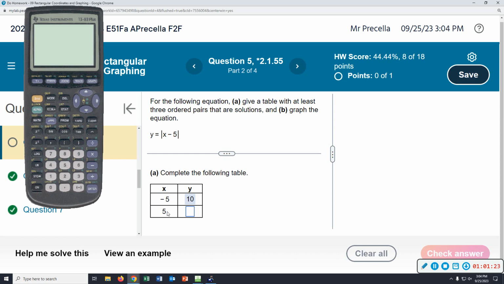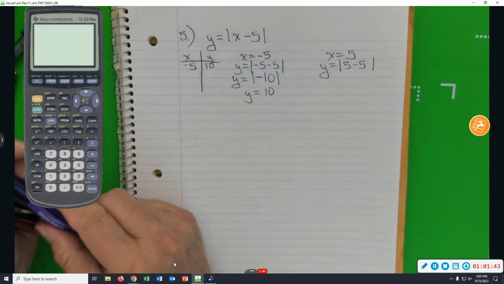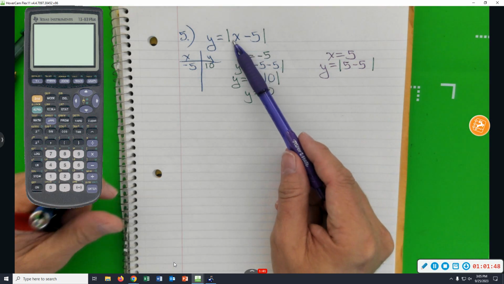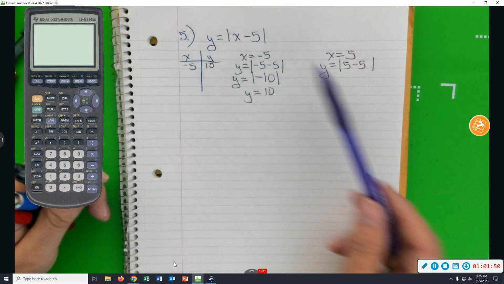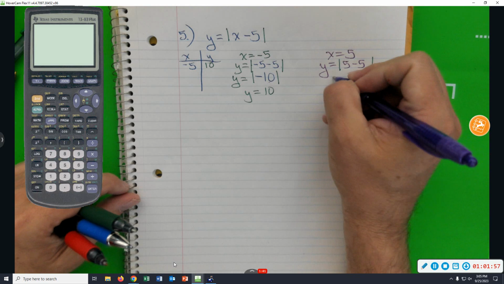So we have y equals the absolute value of +5 minus 5. Now, oh, you can't see what I'm writing. Thank you. There. Next is +5. We get a +5 minus 5 inside the absolute value bars. What's that going to give us? The absolute value of 0 is?